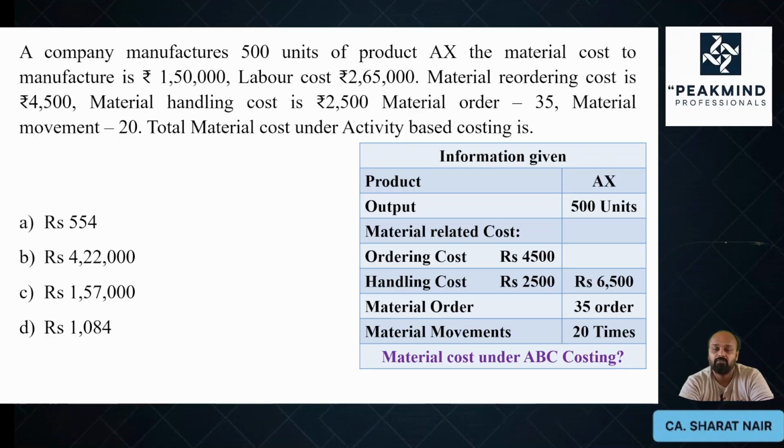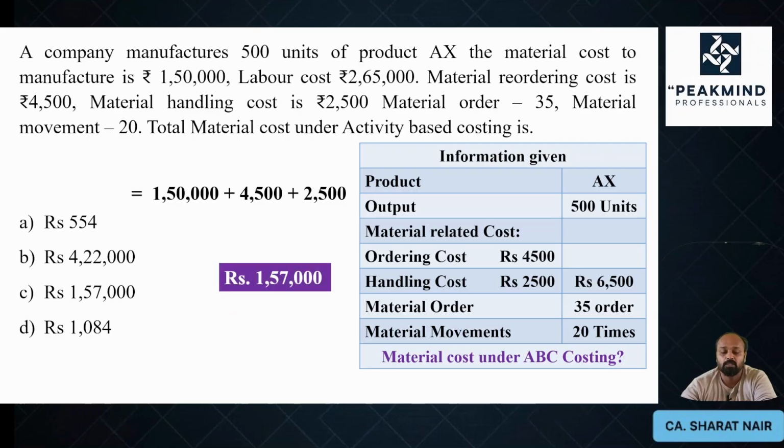Now, there is also other information given in the question, like labor cost and other costs. However, it is not relevant for us because in this question, they are asking us to find out total material cost under ABC costing. So only material related cost has to be taken into consideration. In this case, it will be 1,50,000, which is your manufacturing material cost given in the question, plus 4,500 plus 2,500, which we have discussed for ordering cost and handling cost. Total comes to 1,57,000. So the correct option is option number C, 1,57,000.